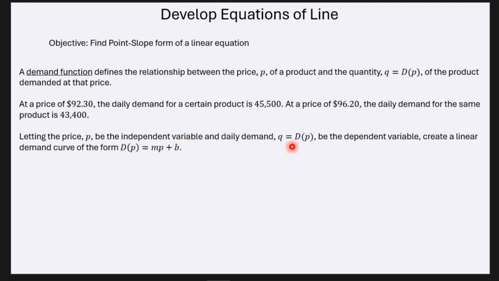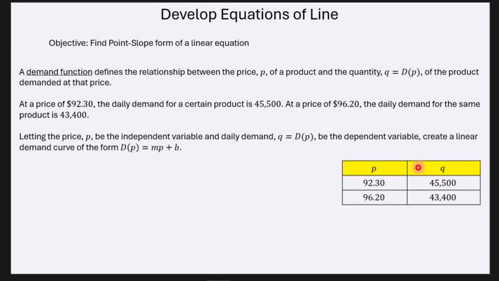daily demand Q be the dependent variable, that's the second component. So basically P is X and Q is Y. Create a linear demand curve of the form Q(P) equals M times P plus B. So first we'll organize the information. We'll make a table. The first column of the table will be the independent variable P, which is just like X. The second one will be the dependent variable Q, which is just like Y.